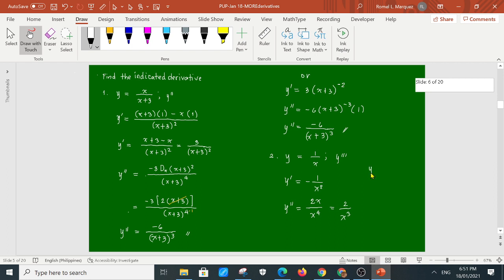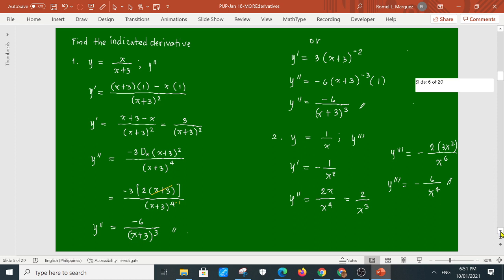What about the third derivative? For the third derivative, negative, the negative 2, times the derivative of the denominator, 3x squared, and then all over the square of the denominator. So finally, we have negative 6 over x to the 4. That's it. So that's the third derivative. Okay, guys? Question, guys? None.